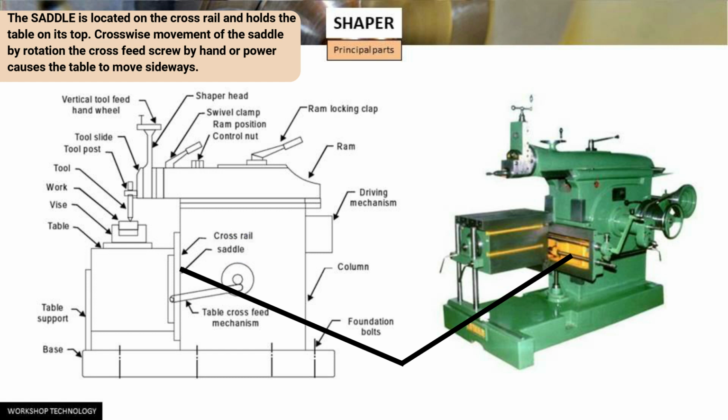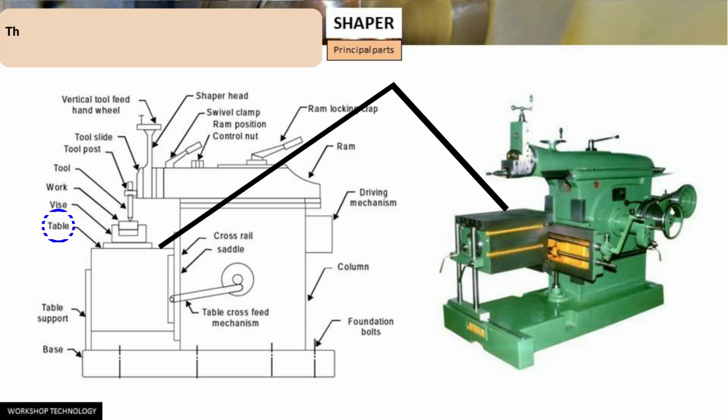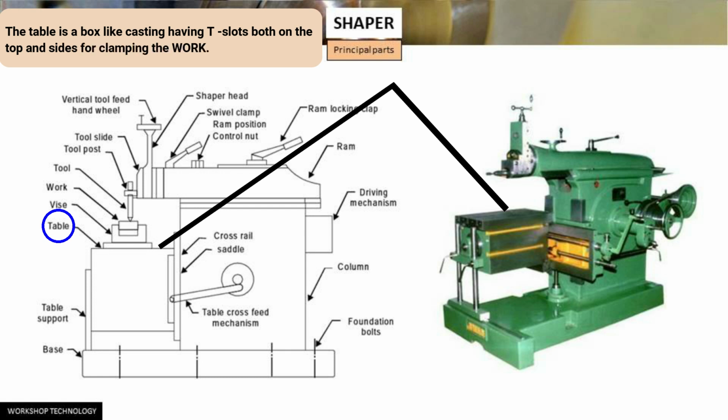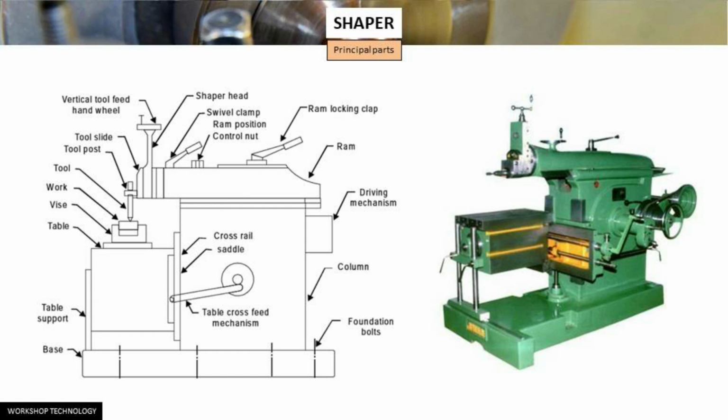Then we have the table. The table is a box-like casting having T-slots, both on the top and side, for clamping the work. It is bolted to the saddle and receives crosswise and vertical movements from the saddle and the cross rail.